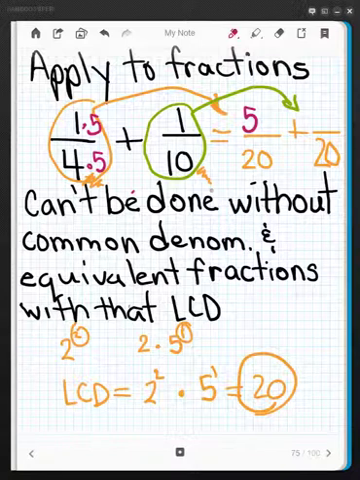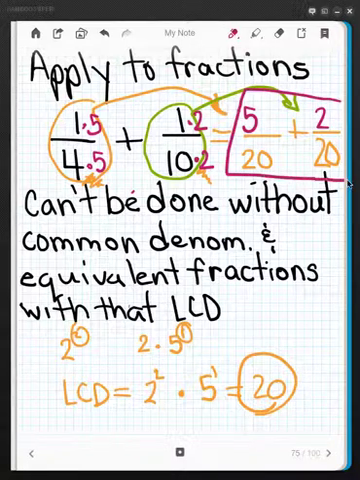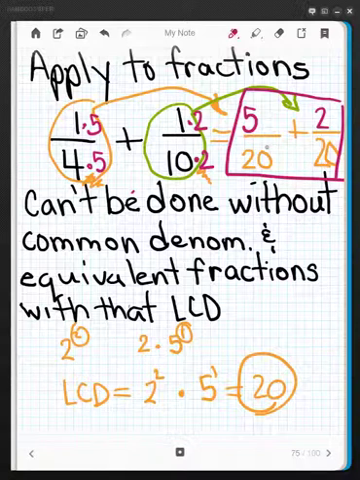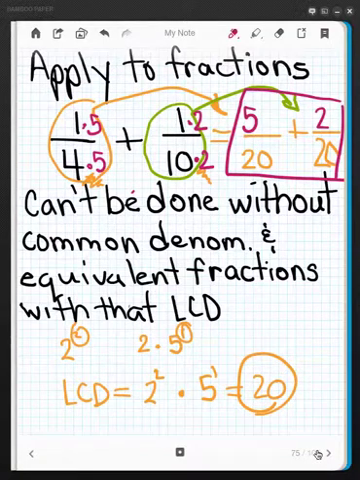Now I'm going to do the same thing for the 10. What times 10 equals 20? Well, that would be 2. So whatever I did to the denominator, I do to the numerator. 1 times 2 is equal to 2. And now I have a problem that I can add together because the denominators are the same. 5/20ths is equivalent to 1/4, and 2/20ths is equal to 1/10. And that's how we'll be applying this.